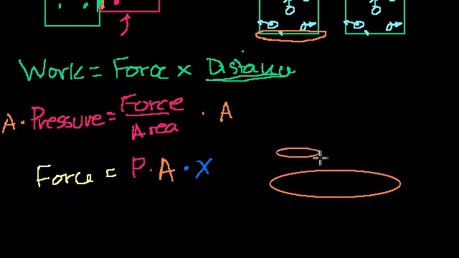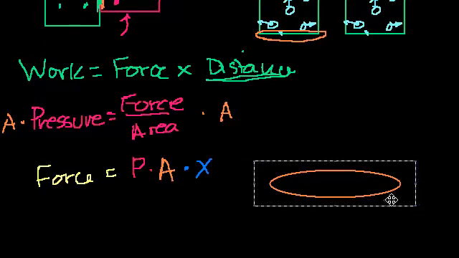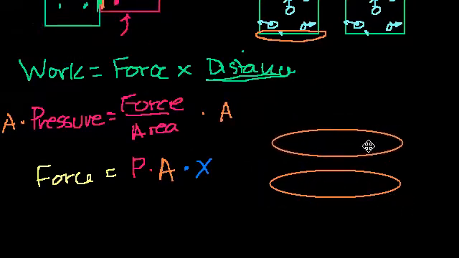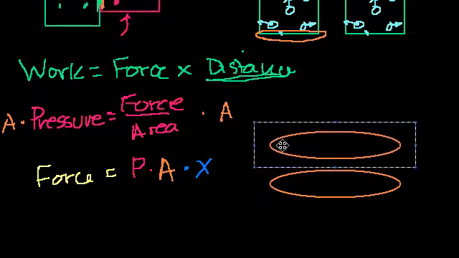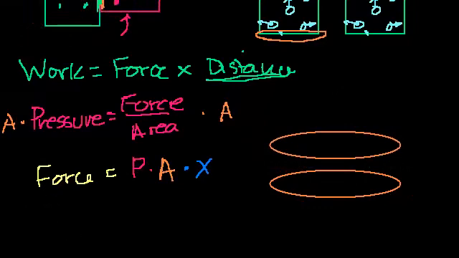Let me copy and paste that same. So the piston gets pushed up some distance x. Let me draw that. It got pushed up some distance x. And we're claiming that this is the force. Sorry, let me be clear. This is the force, and this is the distance.